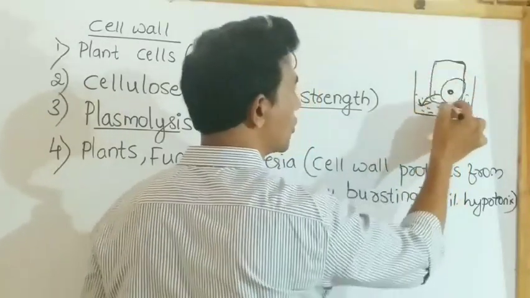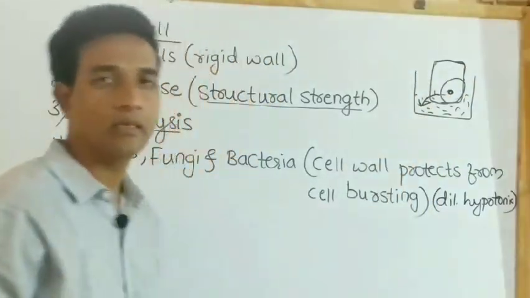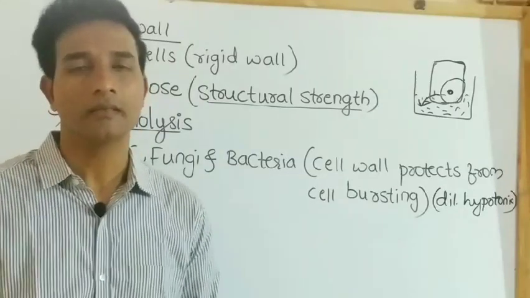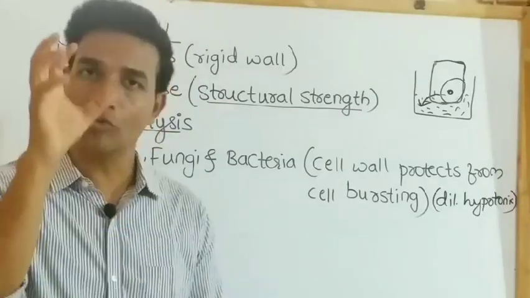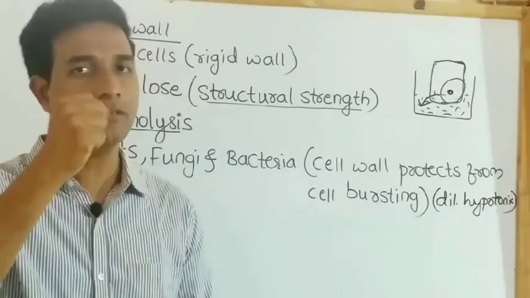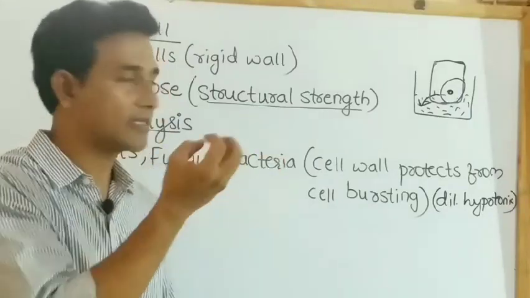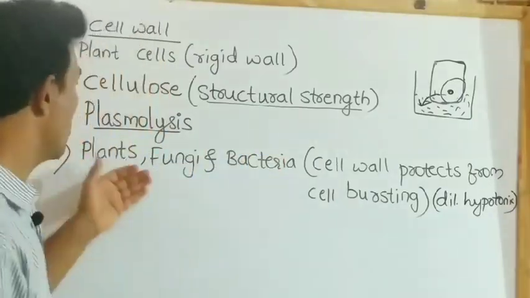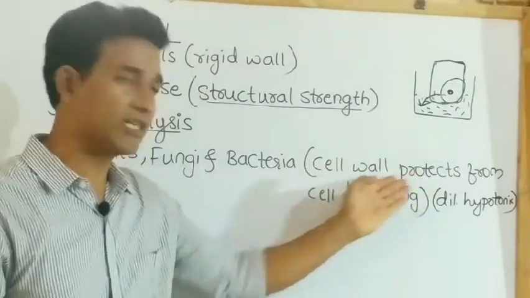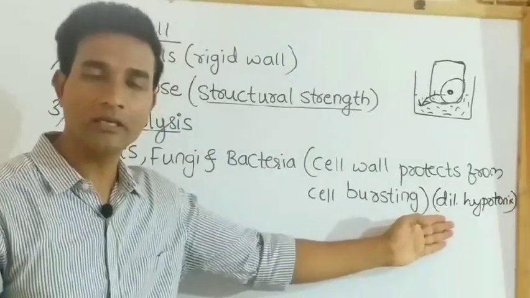This shrinkage of protoplasm away from the cell wall is called plasmolysis. And this plasmolysis makes the cell content become smaller. And again, when the cell is kept in hypotonic solution, the cell gains water, the water moves inside and the cell becomes turgid. So the plants, fungi and bacteria get protected from cell bursting when they are kept in dilute hypotonic solution.